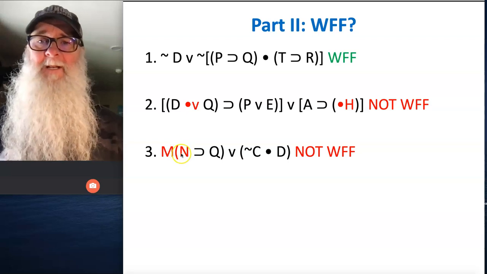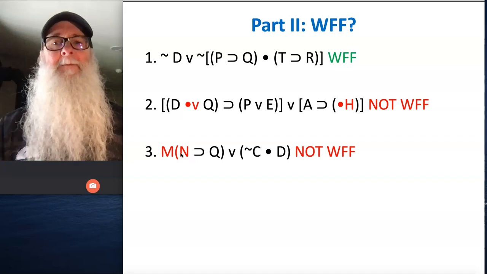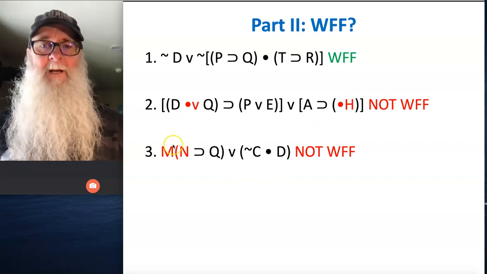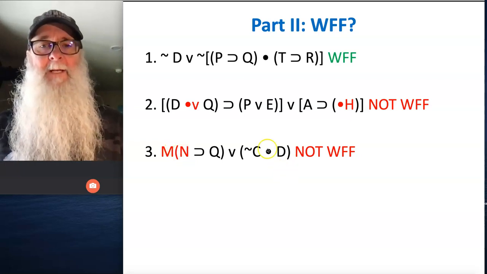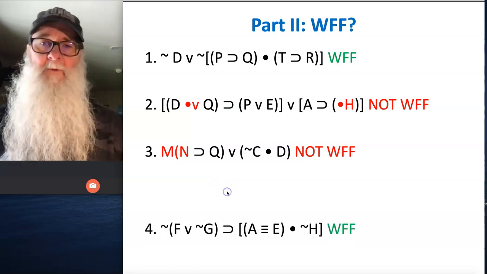We got this problem right here where M and N are kind of smashed up together with no connective operator. So we need a dot, a wedge, a horseshoe, a triple bar right here between M and N. Everything else looks okay, but that error here at the very beginning makes this not a woof.